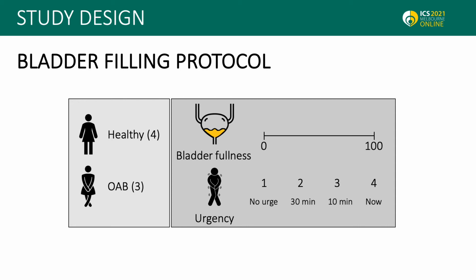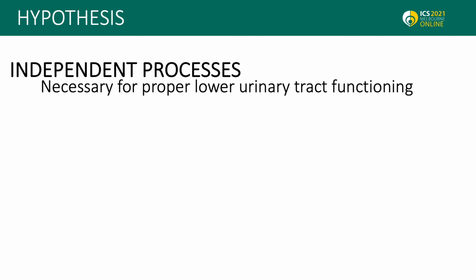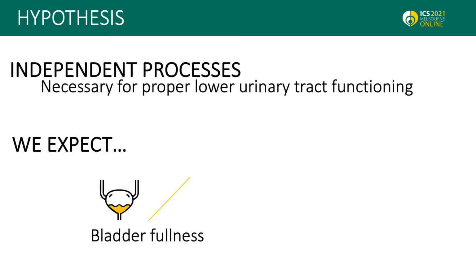The bladder fullness sensation was reported on a VAS scale from 0 to 100, and the urgency was reported on the 4-point EOS scale. We propose that bladder fullness sensation and urgency are 2 independent processes, and they are both needed for proper functioning of the lower urinary tract. We also expect that bladder fullness follows a linear trend with bladder filling, and urgency follows a non-linear trend with bladder filling.